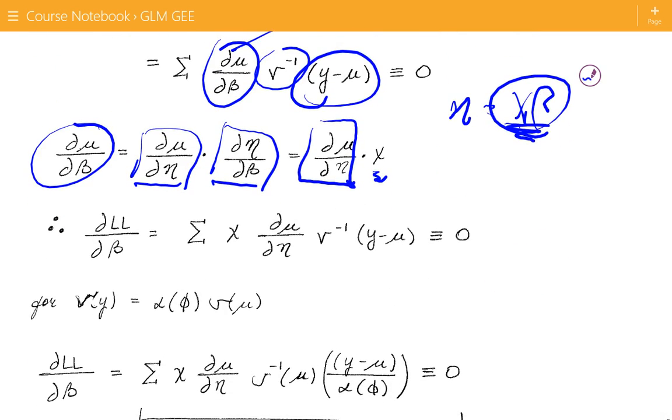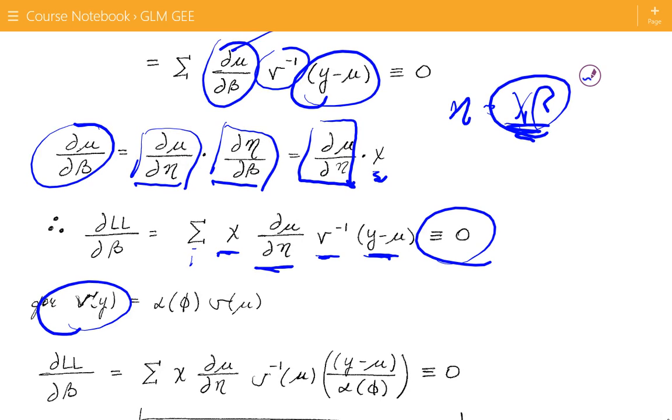So now if we plug that in, we have the summation across the observations of x times dμ/dη, where η is just that linear combination xβ, times the inverse of the variance, times yi minus μ, and we set that equal to 0 and we solve, right? However, we can go one step further, and we can say that the variance is equal to some function of parameters times some function of the mean. Remember that in preceding sections of this lecture, we had talked about the variance being a function of the mean.